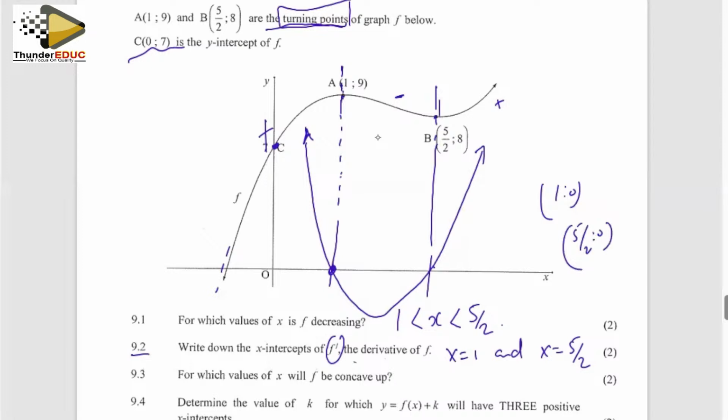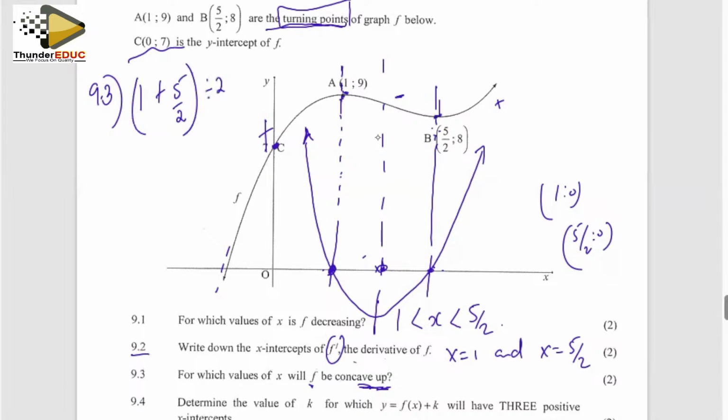Then 9.3, for which values of x will the graph of f be concave upwards? So concavity, when we have the turning points, will be just the midpoint of this x value. So the axis of symmetry of this parabola of the first derivative, which we can get using the midpoint formula. So 9.3, I'm going to say 1 plus 5/2. Then I'm going to divide this by 2.